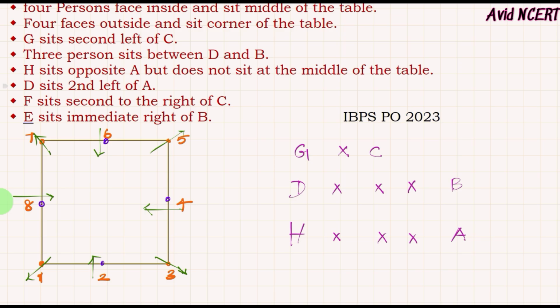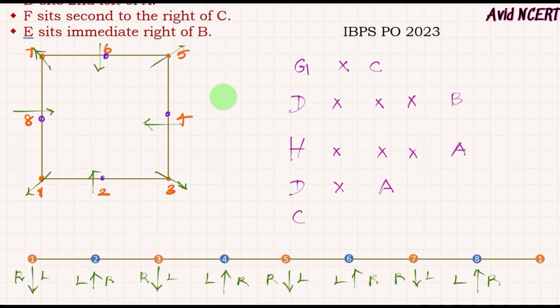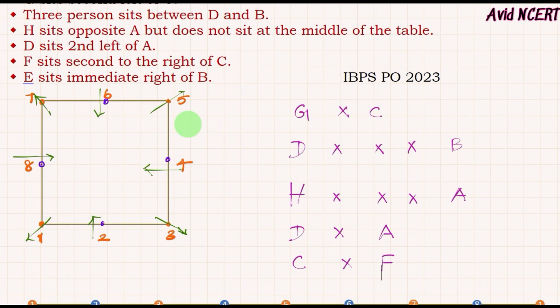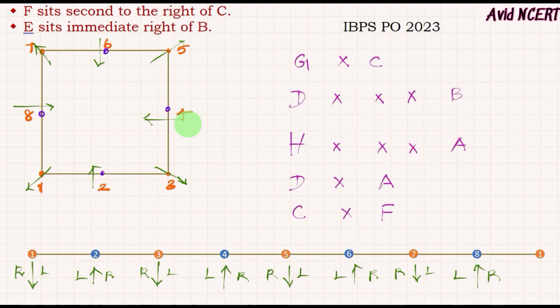And the next point is D sits second left of A. And then F sits second to the right of C. So, if C is sitting here, F sits second right of C. Then E sits immediate right of B. So, wherever B is sitting, E sits immediate right. So, next to B, there's going to be E.